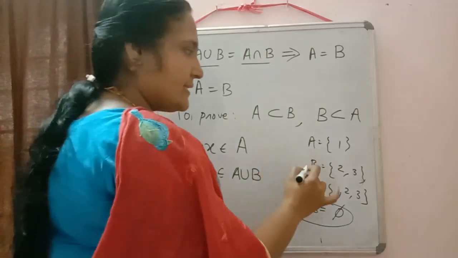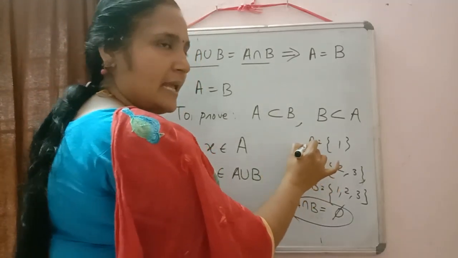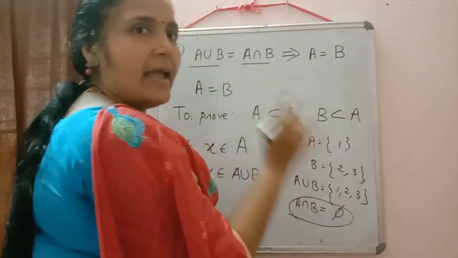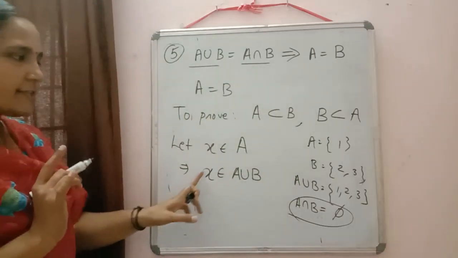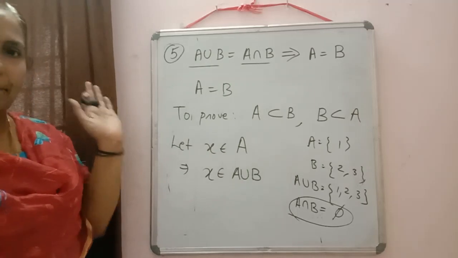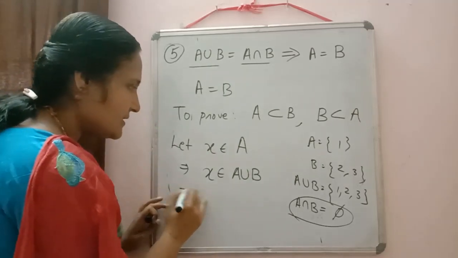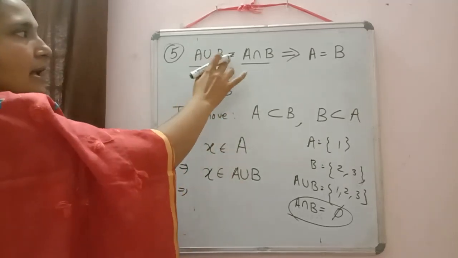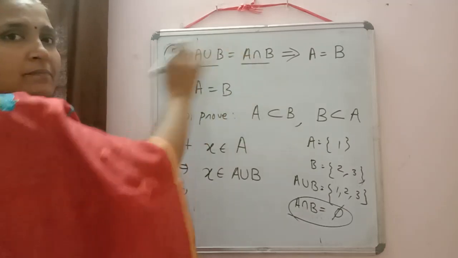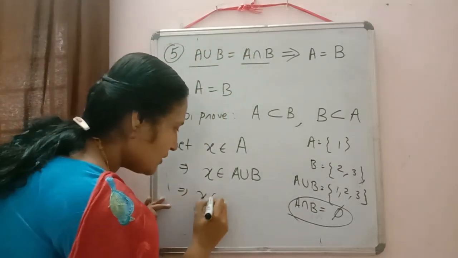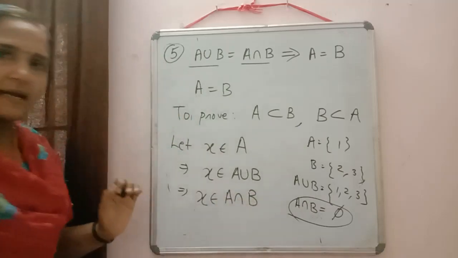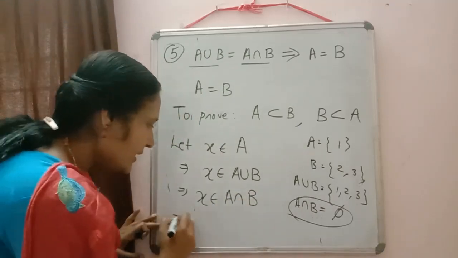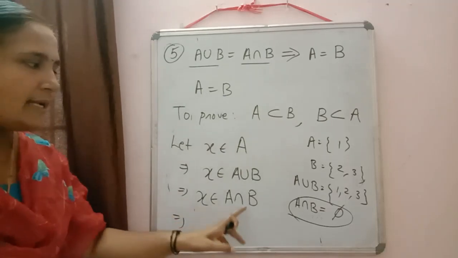But surely we can say if X is there in A, then it will be there in A union B. So by using this I wrote here X belongs to A union B. Now the information which is given: A union B is equal to A intersection B. So in place of A union B, what I can write? A intersection B. So from here, X belongs to A intersection B.